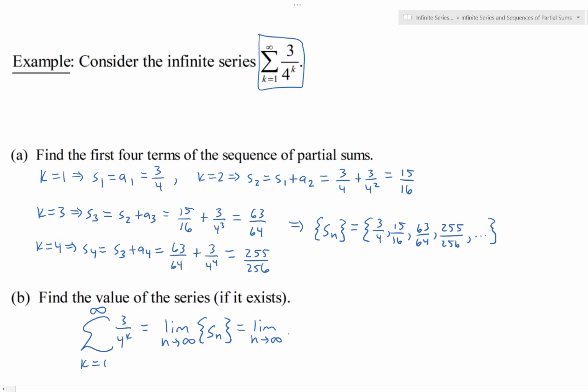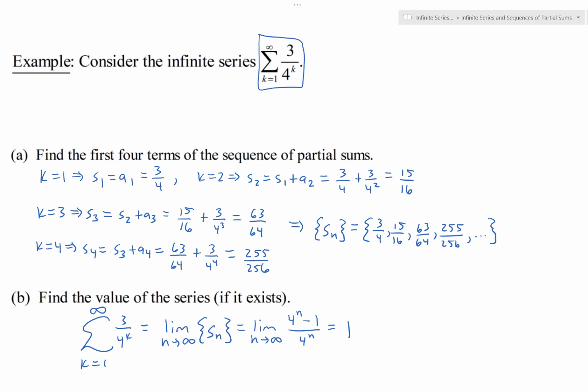Notice each numerator there in our partial sum terms is 1 less than the denominator, and the denominator is just a power of 4. So that is just going to be the same thing as saying take the denominator, 4 to the n, subtract 1 from it, and then divide that by 4 to the n. That limit has a value of, you guessed it, 1. So it converges.